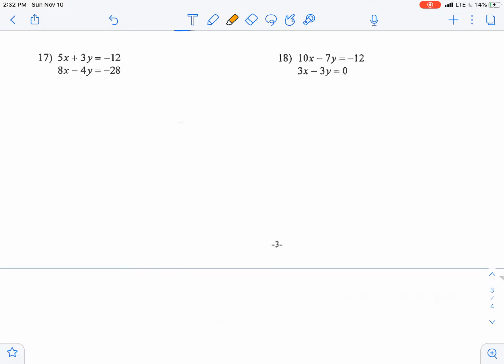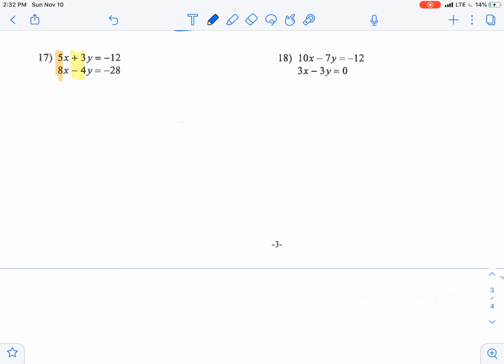So again, ask yourself, look at these two numbers. Are they the same, or could you make them the same? And if you're going to make them the same, what number are you going to make them?